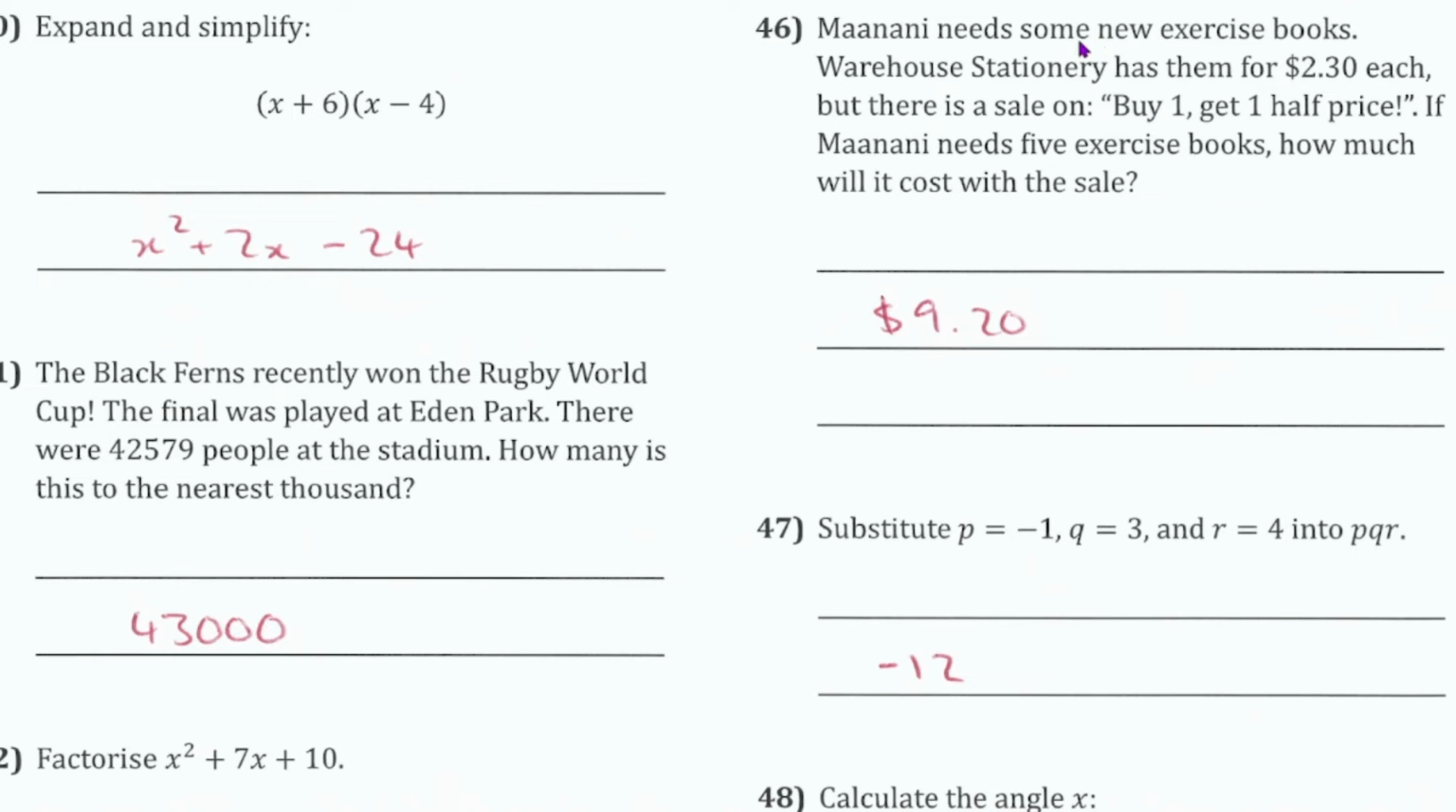Here we've got Manani buying some exercise books. Buy one, get one half price. She needs 5. How much does it cost? Well, she gets the first 2 books, and the second one is half price. She gets the third and fourth books, and the fourth is half price, so she effectively gets 1 for free when she buys 3 books. And then the fifth one, because she's buying it on her own, she doesn't get a deal with that one. So she's kind of getting 5 books for the price of 4. So $2.30 times 4 is $9.20.